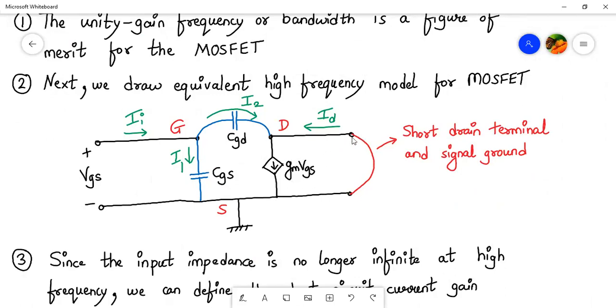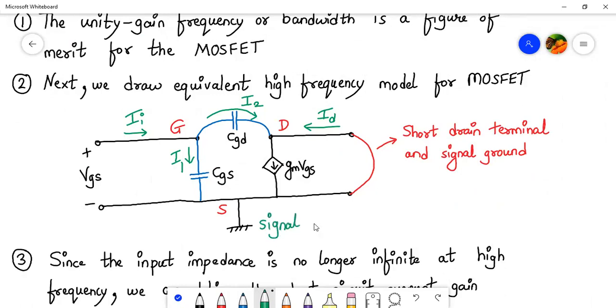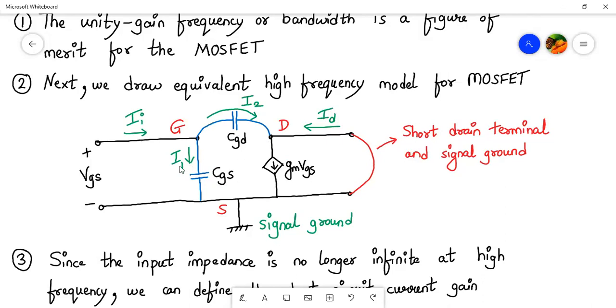And we short circuit the drain terminal and the signal ground. This ground over here is my signal ground. Okay, this is not a DC ground, it's an AC ground, signal ground. And here, what is my output current? Output current is drain current ID. And what is my input current? Input current flows over here because of the presence of this non-zero impedance at the input side.